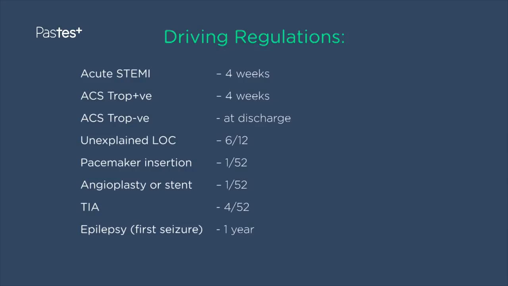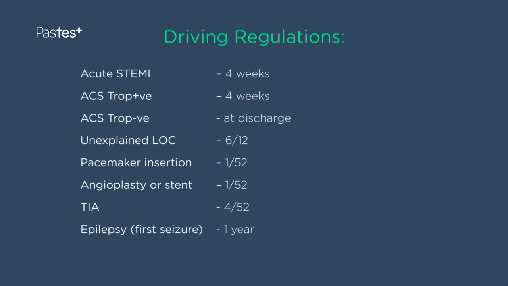What about an unexplained loss of consciousness? Well, unexplained loss of consciousness, the patient must not drive for 6 months. Pacemaker insertion, this would be 1 week, which is similar to that of an angioplasty or a stent being inserted, which again is of 1 week.